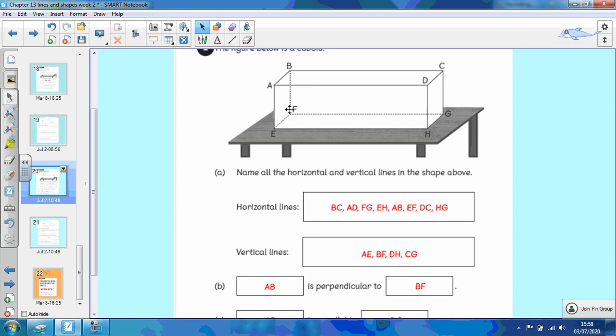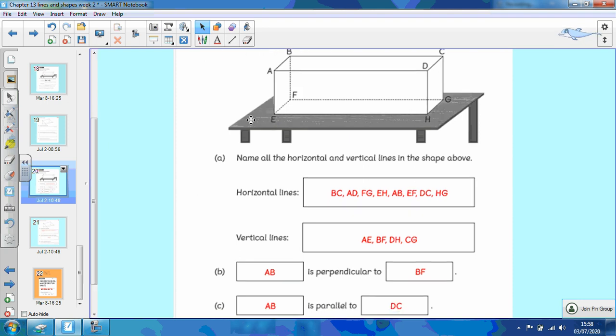So the vertical lines are going to be the other ones. AE, BF, DH, and CG. Okay. AB is perpendicular to BF. You could have chosen lots and lots of different ones there. You could have said AE is perpendicular to AD. Just check with a grown-up to check that one for you.